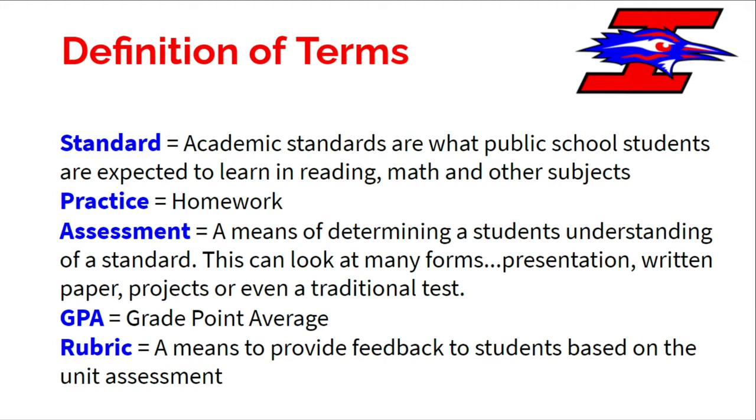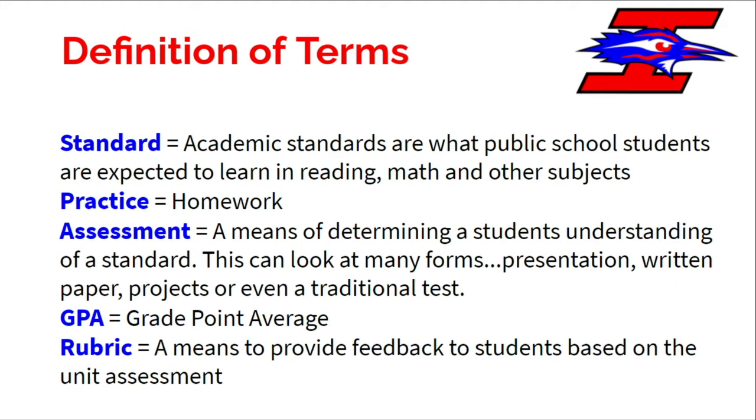And then a rubric. Rubric is a means to provide feedback to your student based on the unit assessment. So there's an example of a feedback inside your packet. It references the citizenship and employability rubric. So it's laid out in multiple categories as well as numbered, going from 4 down to 0 as far as what your student would display when it comes in terms of employability or citizenship.